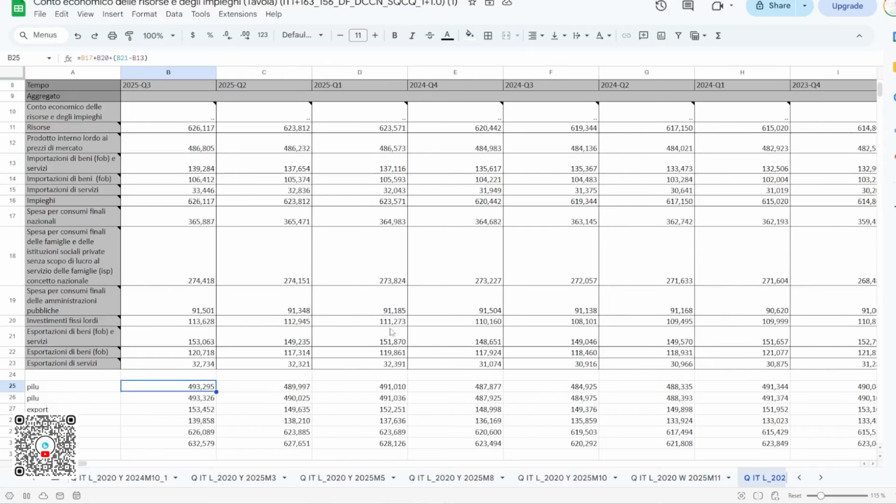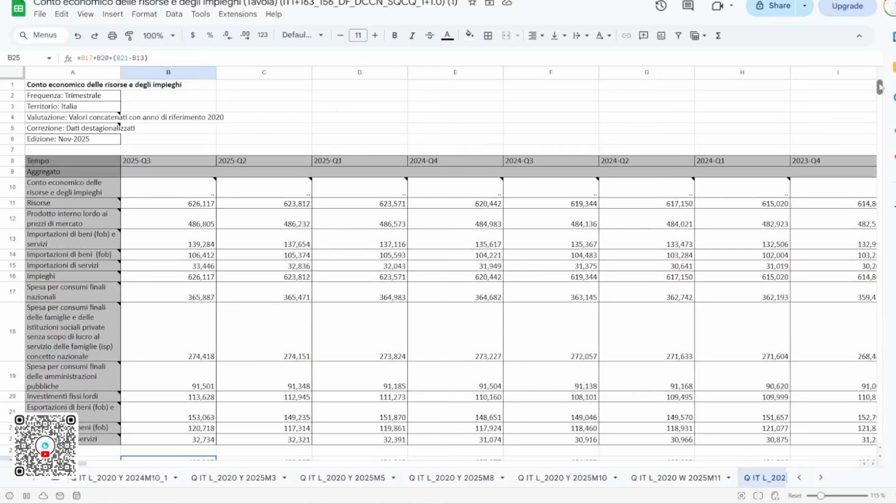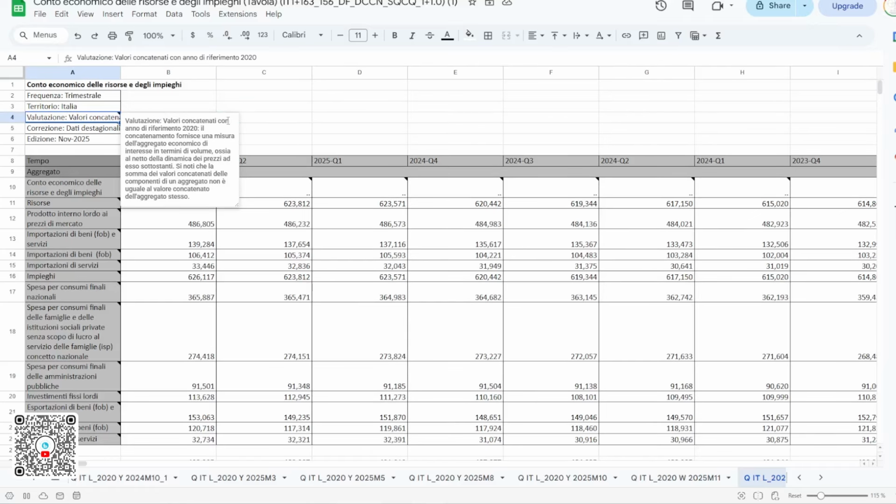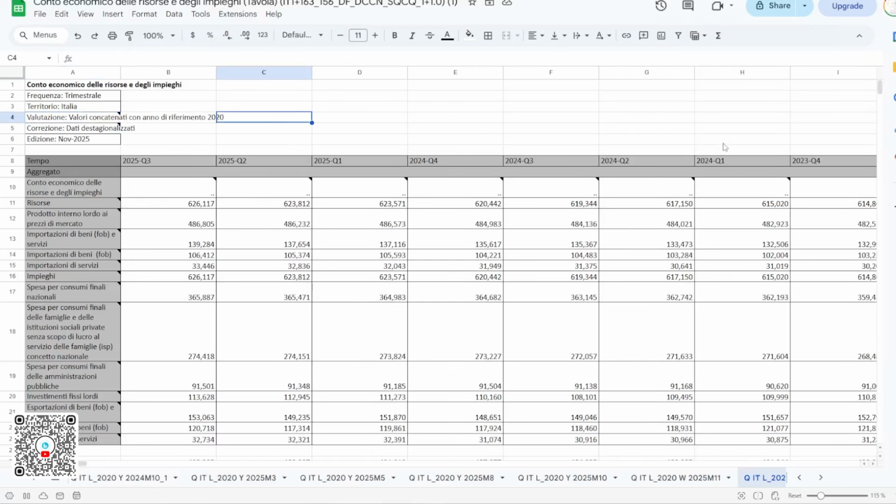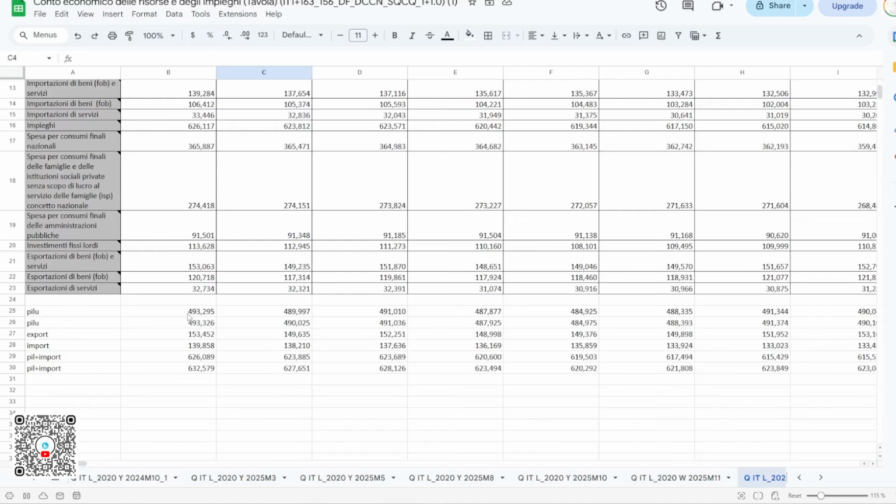493.2 billion in gross domestic product, and the prices are measured on the 2020 base year chain measure, so which are valori concatenati, so these are chain value measure, and the base year is 2020. Okay, so we see here altogether, we get to a final sum of 493 billion.